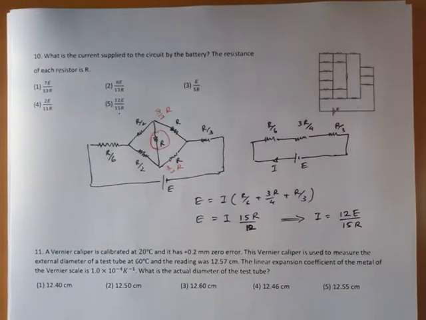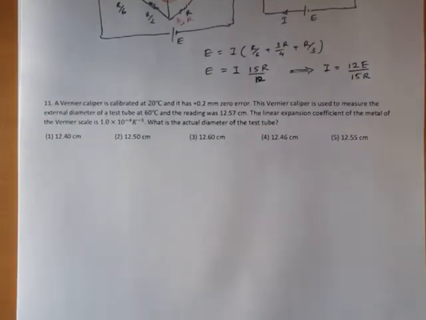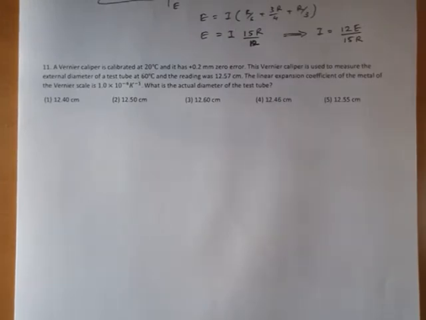Okay, and the next question, question number 11. A Vernier caliper is calibrated at 20 Celsius and it has plus 0.2 mm zero error. This Vernier caliper is used to measure the external diameter of the test tube at 60 Celsius and the reading was 12.57 cm. The linear expansion coefficient of the metal of the Vernier scale is 1 times 10 to the power minus 4 per Kelvin. What is the actual diameter of the test tube?